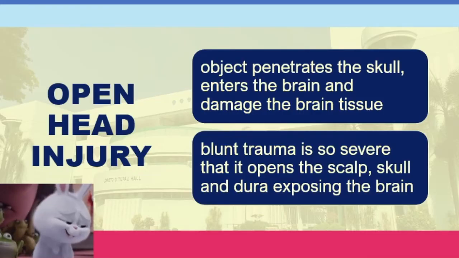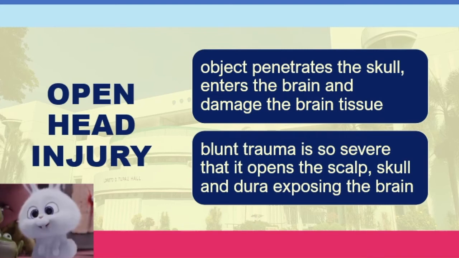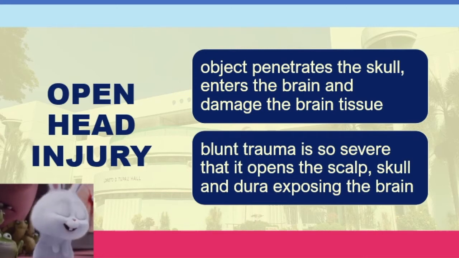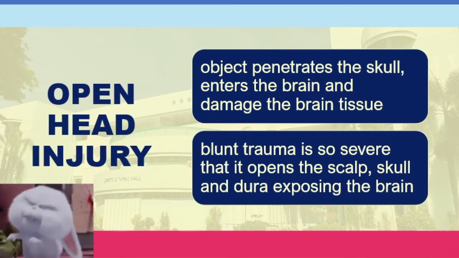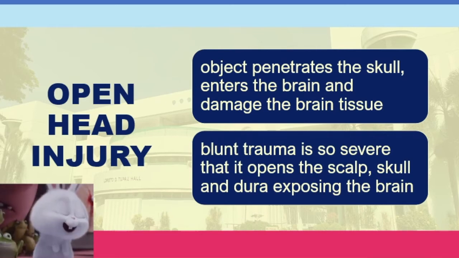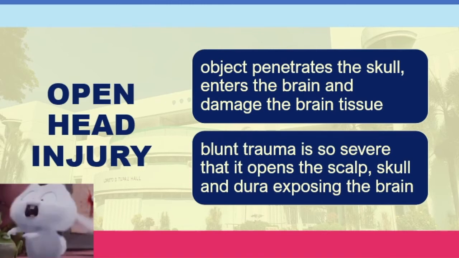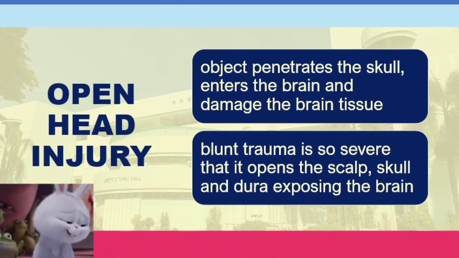Now, open head injury, as the term implies, class, open. The big word there is open. In other words, the object was able to penetrate the skull. Penetration of the skull would be possible if we are dealing with accelerating objects and sharp objects. So the tendency is that they would enter the brain and damage the brain tissue. The blunt trauma, class, could be severe.